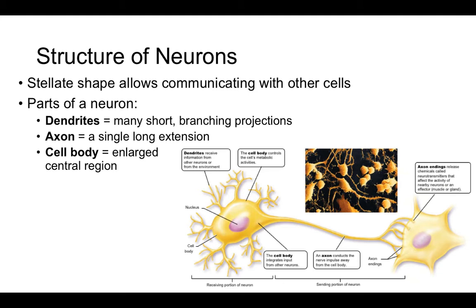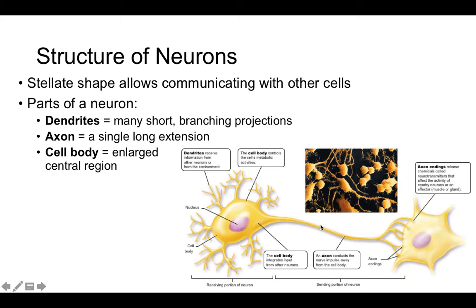The cell body is basically where all of the typical cell parts, if you will, the organelles reside. That's where we have the nucleus, we have the endoplasmic reticulum, where the neurotransmitters are made. This is also where the input is integrated.